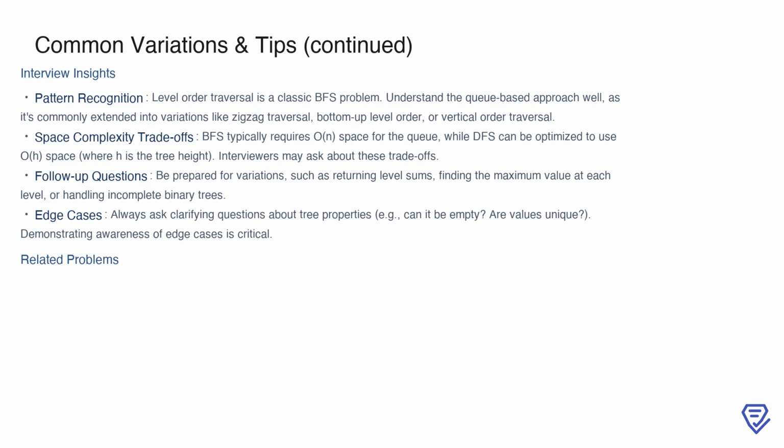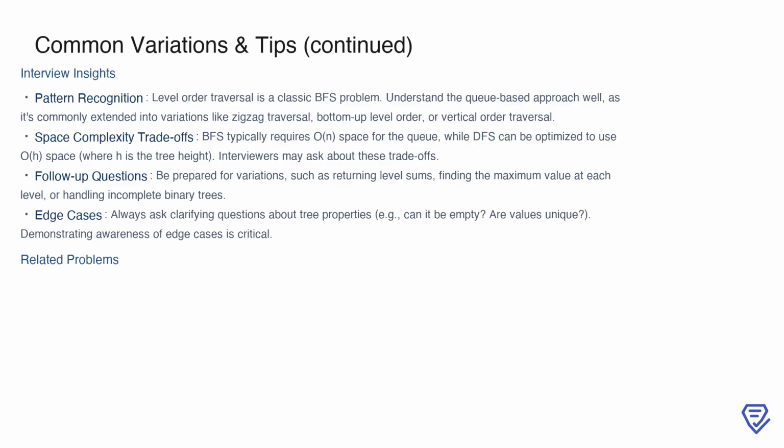Understanding level order traversal as a fundamental breadth-first search problem is key to excelling in interviews. Mastering the queue-based approach is essential, as it forms the foundation for variations like zigzag traversal, bottom-up level order, and vertical order traversal. From a space complexity perspective, BFS typically requires O(n) space for the queue, while DFS can be optimized to use O(h) space, where h represents the tree height.